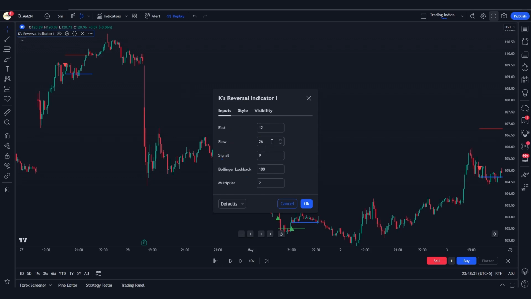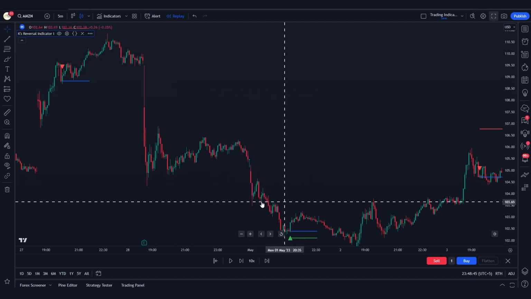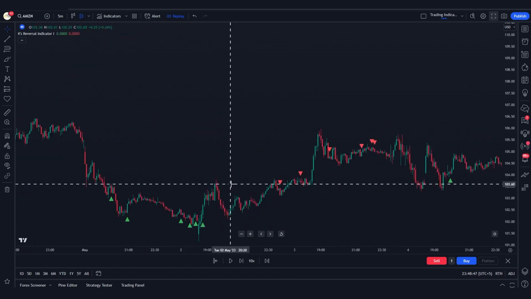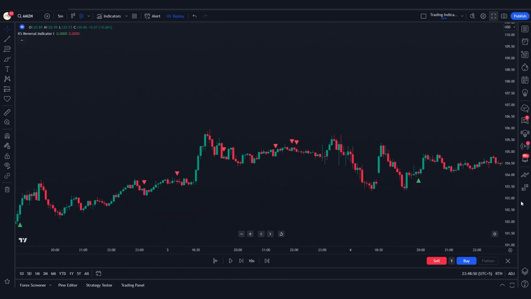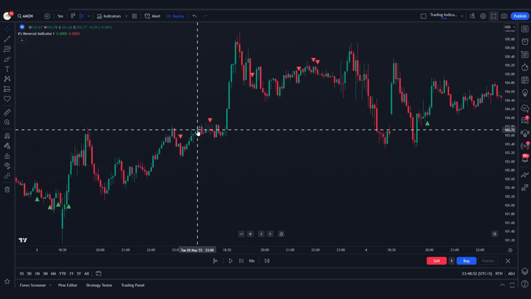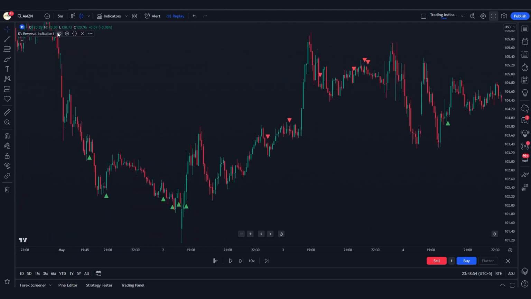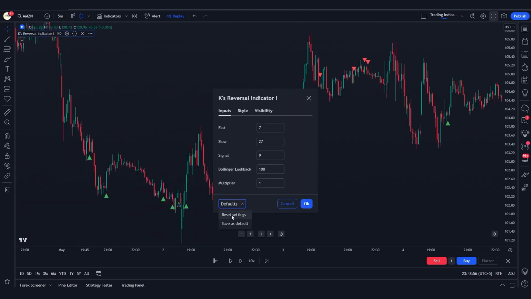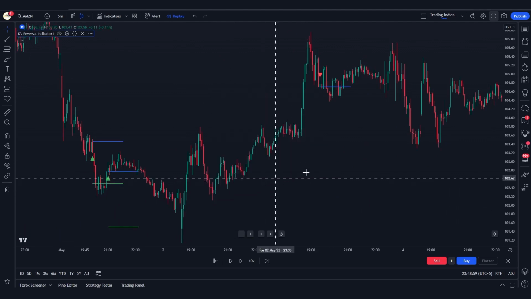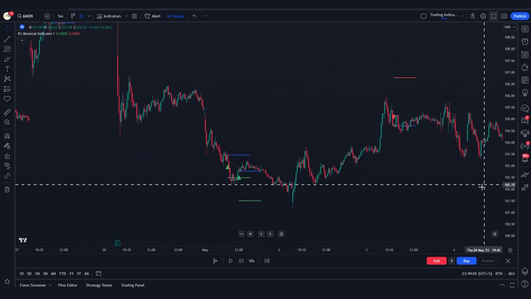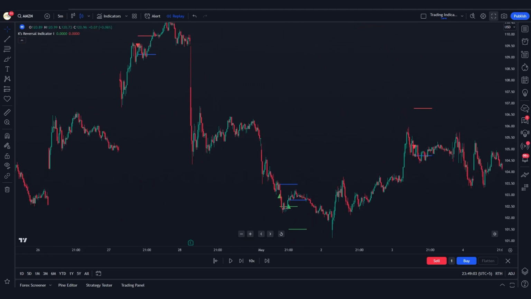If I change the settings a little bit, for example, the fast EMA from 12 to 7, the slow exponential moving average from 26 to 27, and the multiplier from 2 to 1, we'll be getting a lot more signals, as we can see here. But most of the time, if we increase the frequency of these signals, they become inaccurate. So let me reset the indicator to its defaults and hit OK, so that we're getting the signals best recommended by the creator of this indicator.